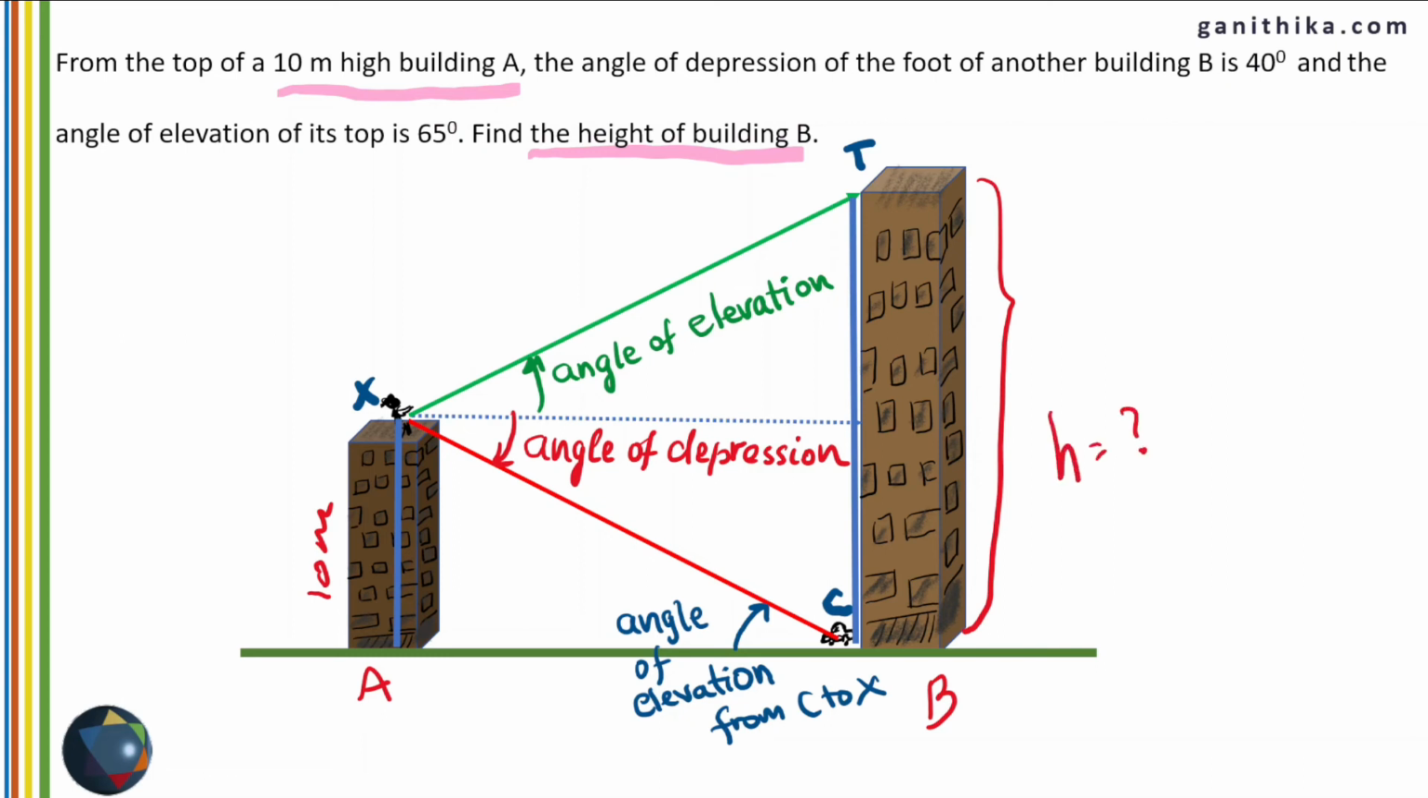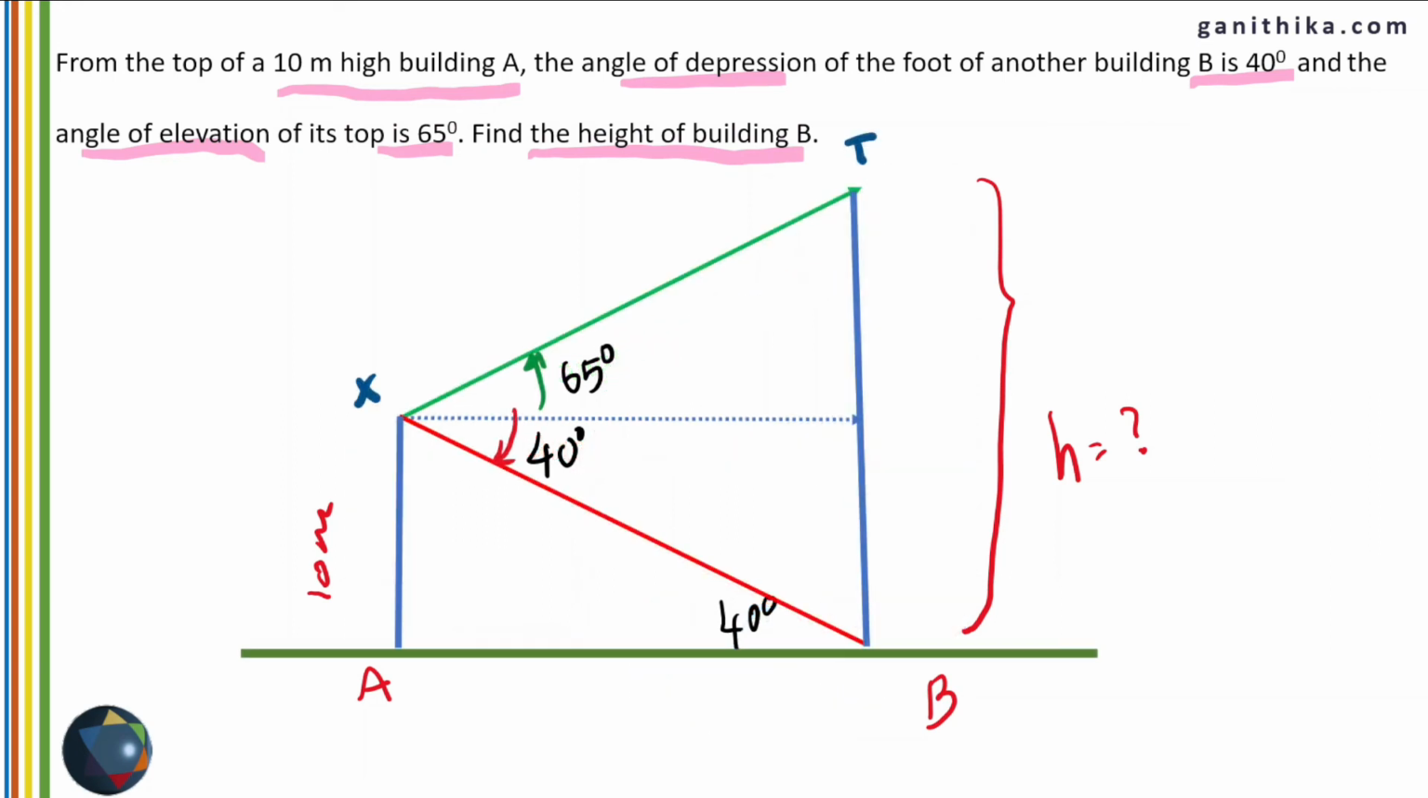So this is what we are supposed to find. And what is given? Angle of elevation is 65 degrees. So we know what is angle of elevation in this case to the top of the building B from the top of building A. This is the angle of elevation. So this angle is supposed to be 65 degrees. And from the same top of building A to the bottom of building B, the angle of depression is 40 degrees. Therefore, this angle should be 40 degrees. And we know that this angle and this angle are equal. Therefore, this is also going to be equal to 40 degrees. So we have a picture here which can be represented as a mathematical diagram. So this is what we have as information, and h is the value that we need to find.